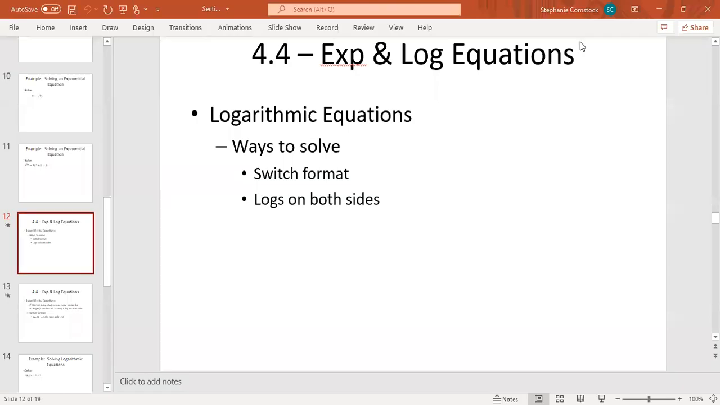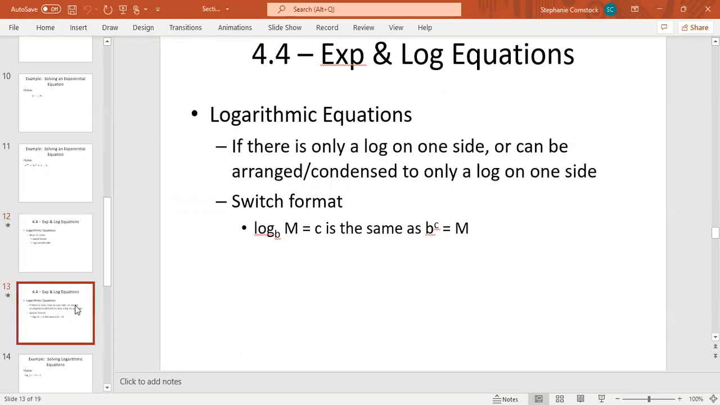Okay, so in this video, we're going to start to look at solving logarithmic equations. There are two styles to solving logarithmic equations. One of them is the switch format, where you switch the log back into its exponential form. And then in the second video about solving logs, we'll be talking about how to solve equations that have logs on both sides.